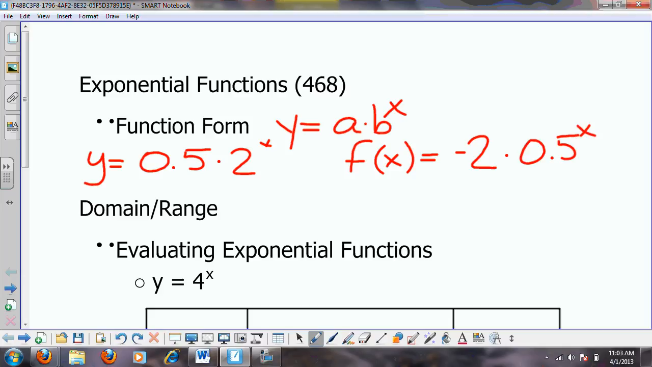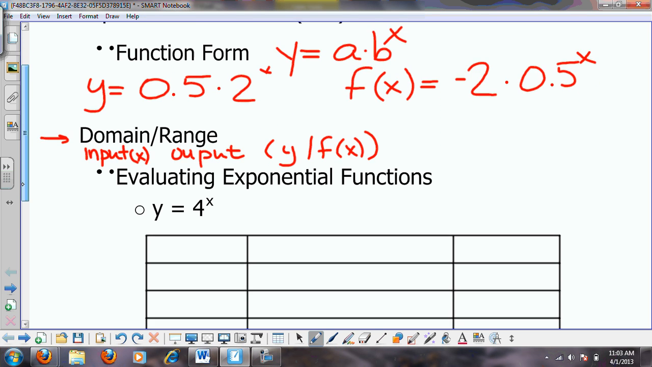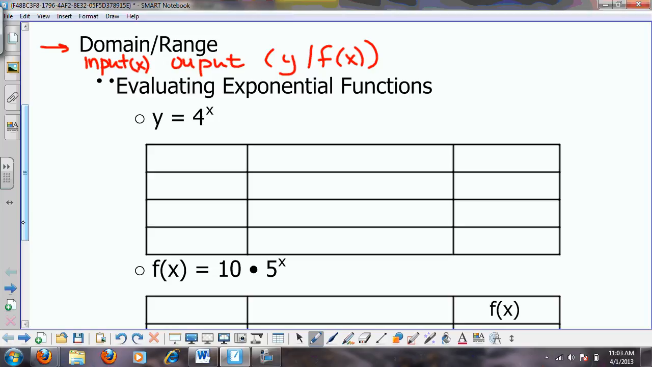That brings up our point of domain and range. Remember, domain is our input and range is our output. So in this particular function, x is going to be the domain, and y, or f of x, becomes the range. Okay, remember input, output. We're going to be talking about domain and range. You need to know how to use those terms interchangeably with input and output.